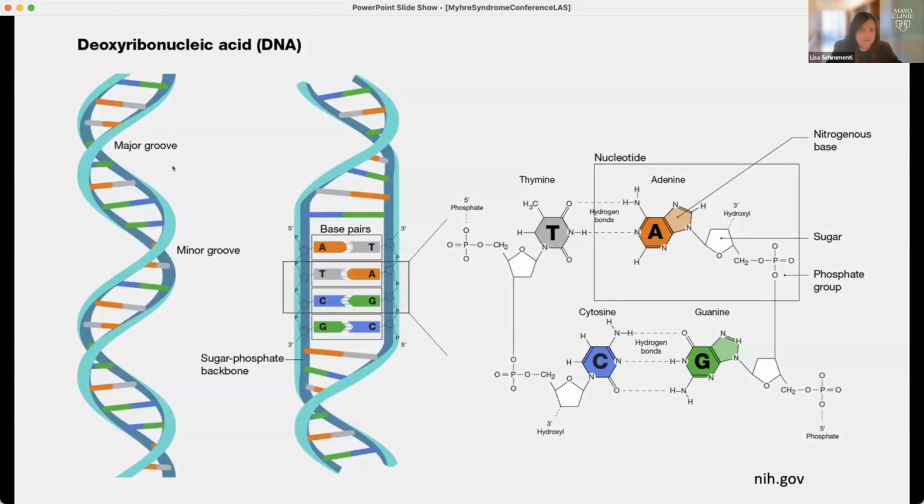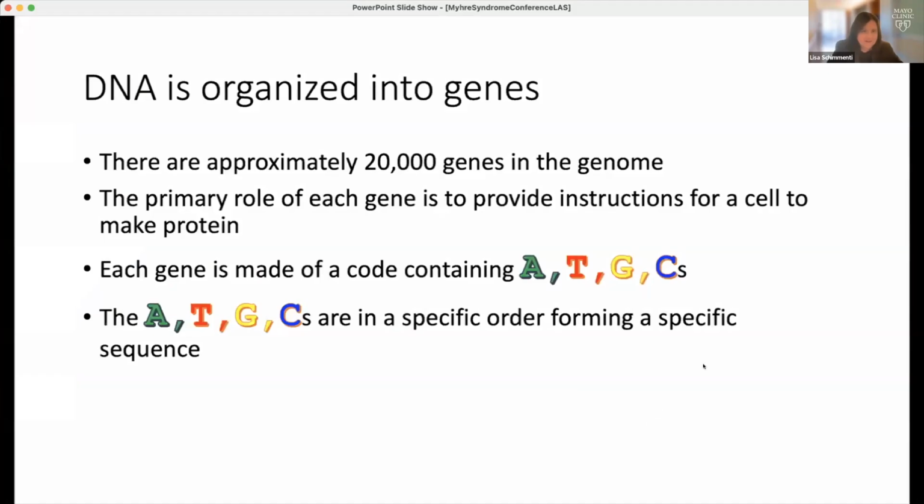This is a picture from the NIH. This is showing the double-stranded DNA molecule. The DNA molecule is made of a sugar phosphate backbone that holds all the chemical bases in place. And A binds with T and C binds with G in the DNA double-stranded helix. And so we'll talk about A, T, C, and G in detail.